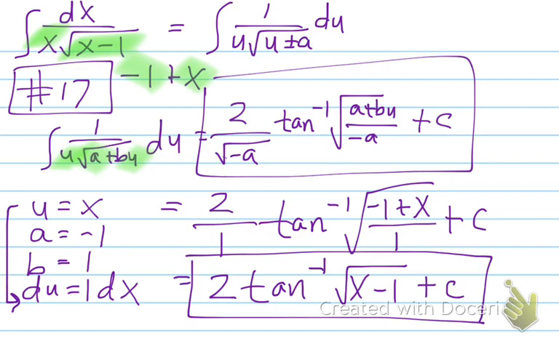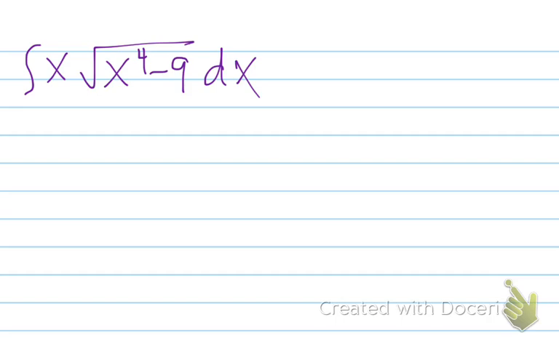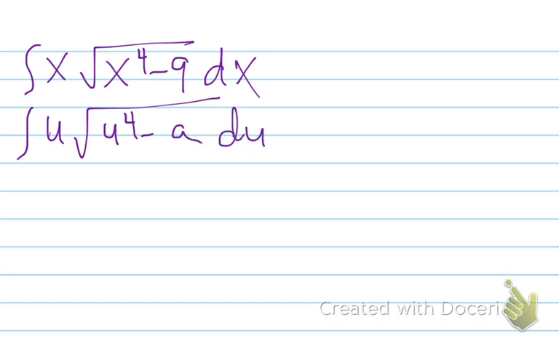Alright, let's try another one. Alright, let's try and match this one up. So let's see, x, that's a u square root of, I'm not really sure about this one. I guess I could do u to the 4th minus a du. Try to look for that in the back.